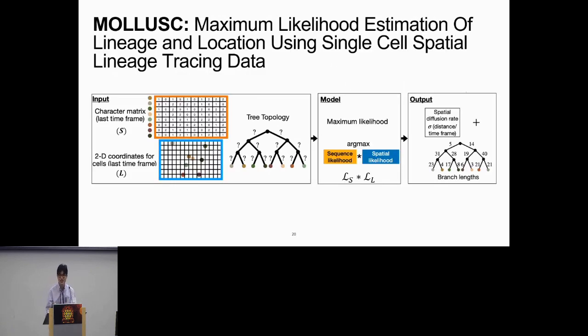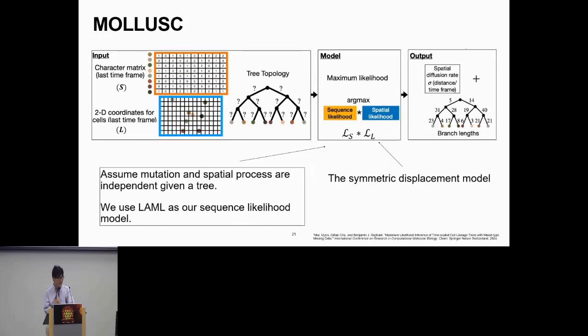That gives us our model, which we call MOLLUSK: maximum likelihood estimation of lineage and location using single-cell spatial lineage tracing data. It takes in the character matrix S, the 2D coordinates for the cells L, and a tree topology, and performs maximum likelihood estimation over both a sequence likelihood and a spatial likelihood to give us a spatial diffusion rate estimate as well as branch lengths. For the sequence likelihood, we use a pre-existing work called LAML, which was published in Recomb earlier this year. For our spatial likelihood, we use our symmetric displacement model.